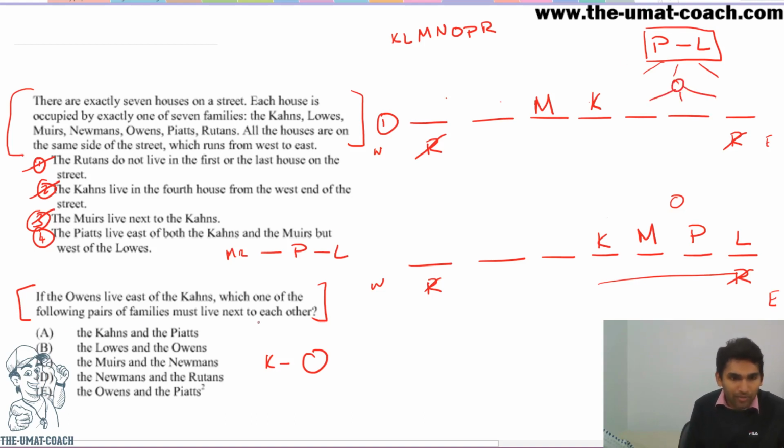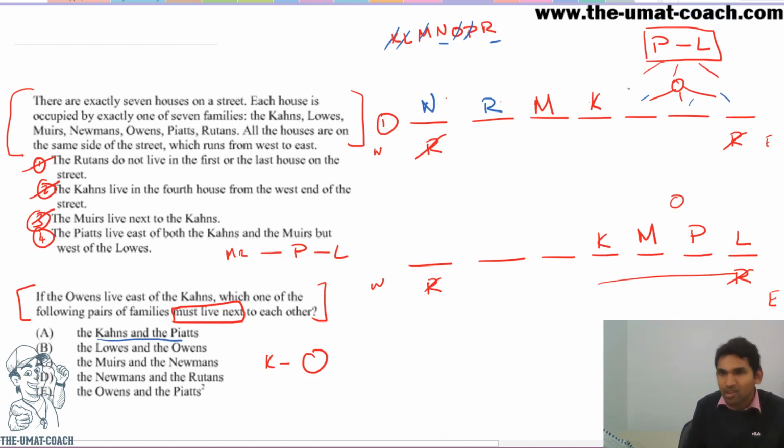Which of the following pairs of families must live next to each other? Let's see what things we have taken care of. We have taken care of the position of K, L, P, O, and M, and we're left with N and R. Since the first one cannot be R and the last one cannot be R, R must be over here. And therefore, because we have 3 things to be put in 3 different places, N must be over here. So N, R, M, K, and then O, P, and L have somehow got to fit in the last 3.